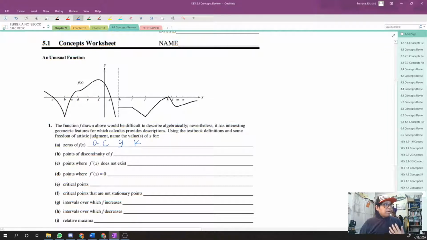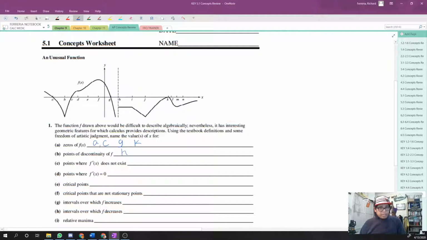Next part, are there any points of discontinuity? Well, discontinuity is a place where if you were attempting to draw this with a straight line, you would be forced to pick up your pencil or draw a circle or something like that. And it looks like right here, this is our only point of discontinuity. There is a jump here, a break, and our point of discontinuity, therefore, would happen when x equals h.